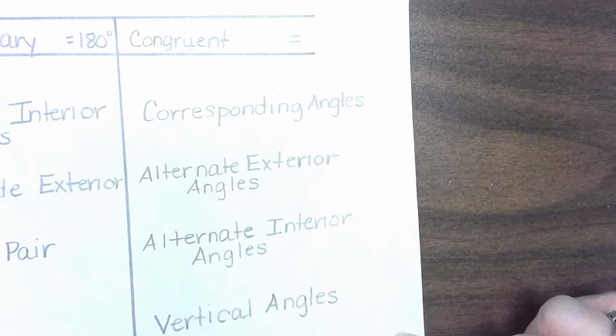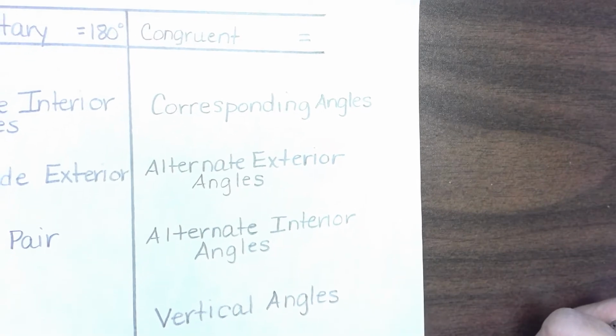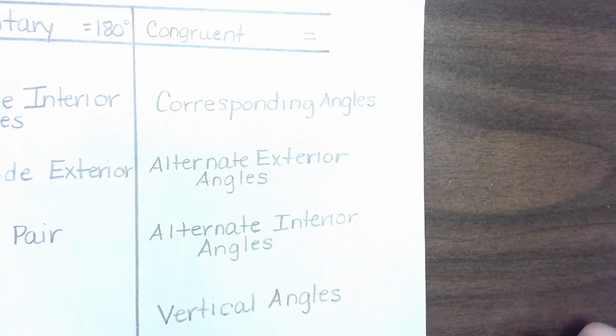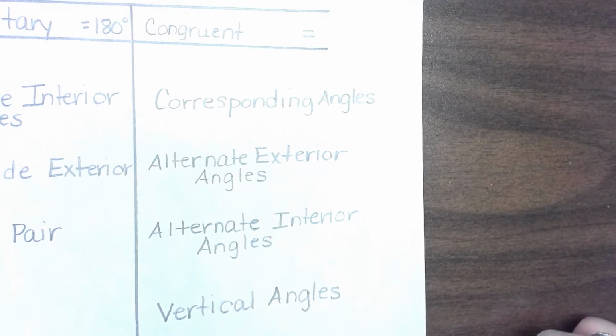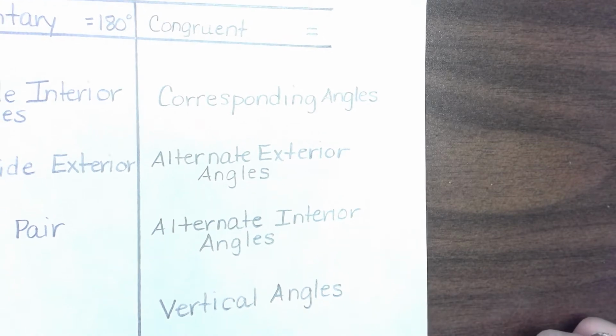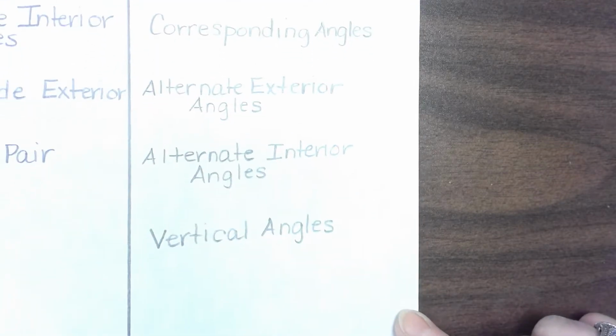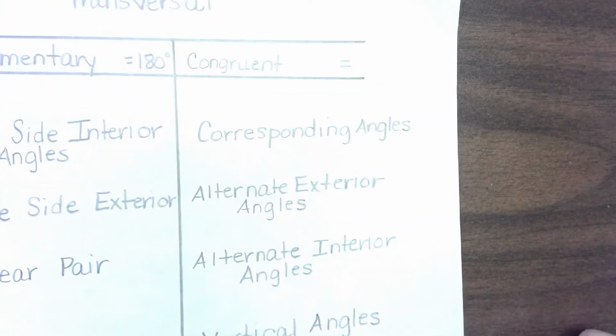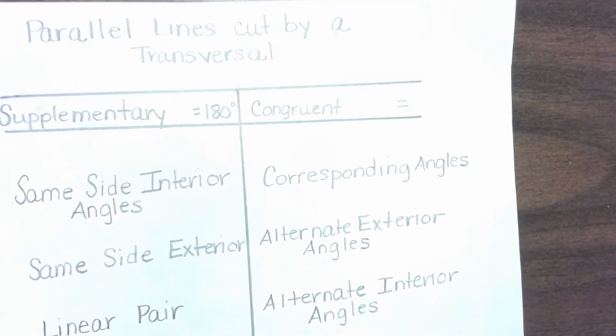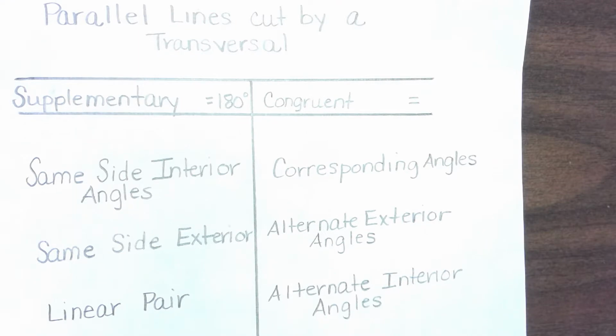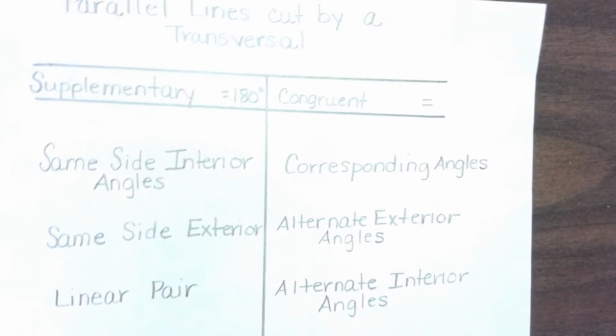On the congruent side, we'll have corresponding angles and set those equal to each other. Alternate exterior and alternate interior angles, set those equal to each other, as well as the vertical angles. So this little quick view will help you know how do I set these up to solve and find a missing variable or angle measure.